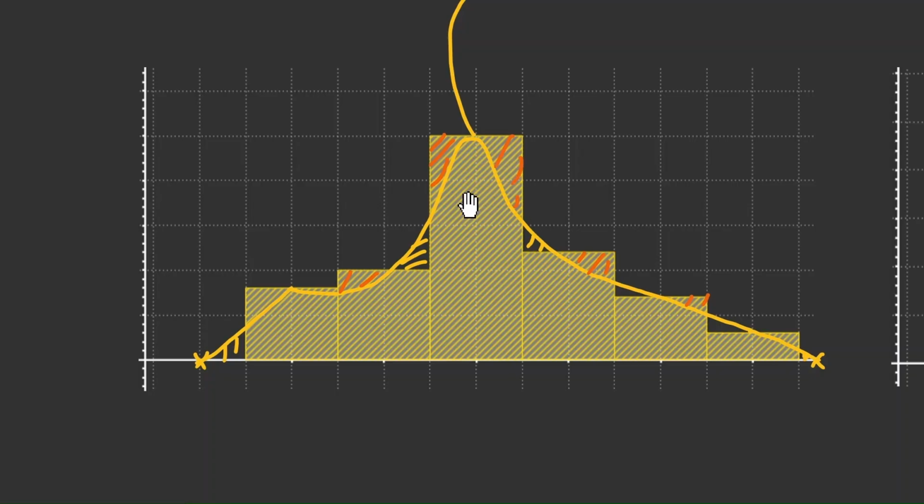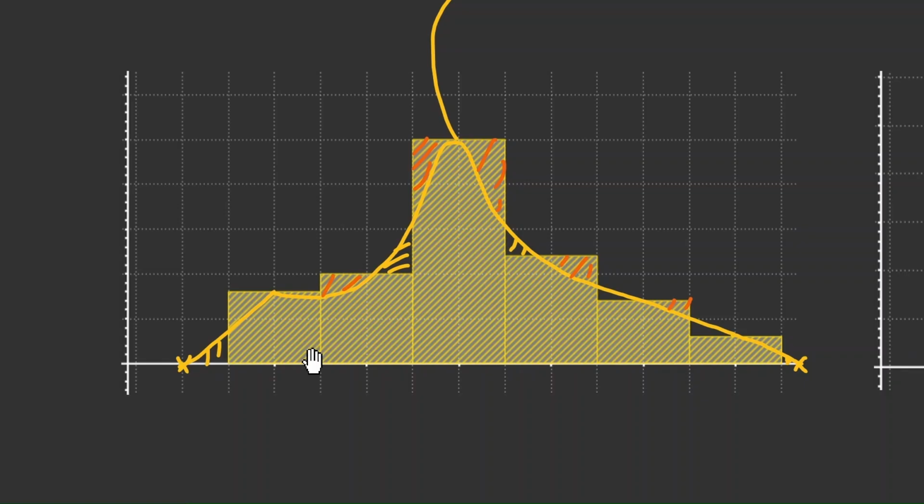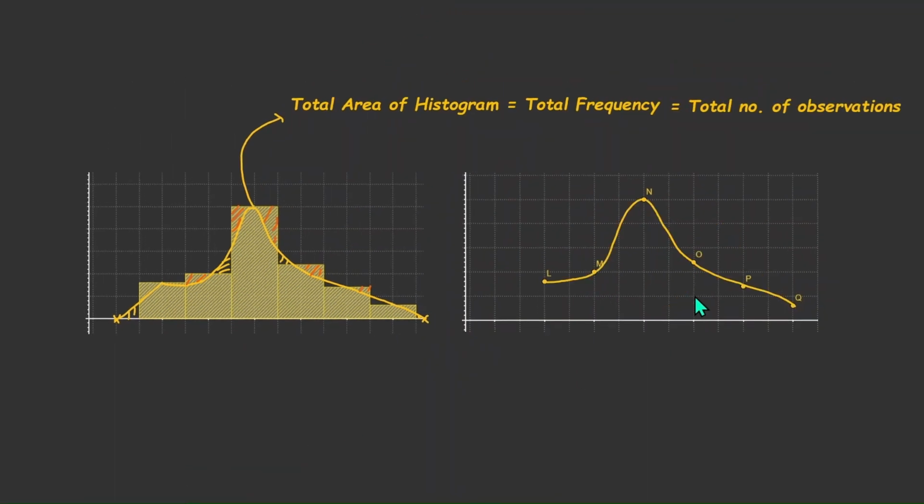And then it makes sense when the areas of both this curve and the histogram would be equal. So this is the general idea of it. We're not getting into the math of it, but this is what happens. And then we can see it here.